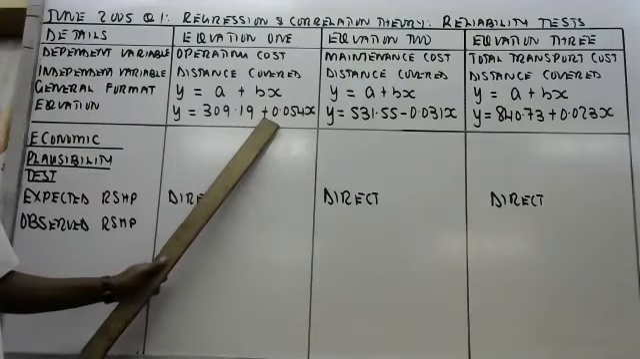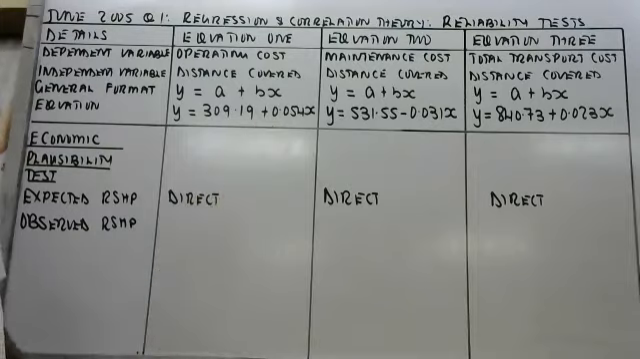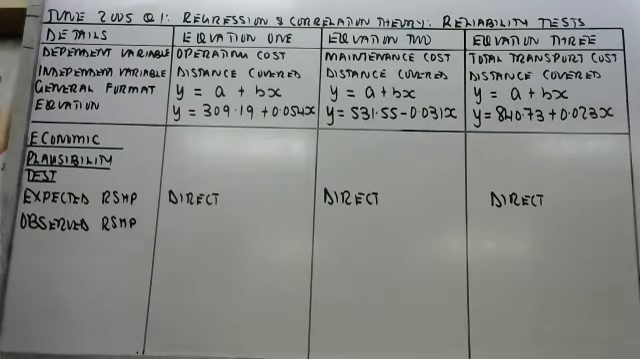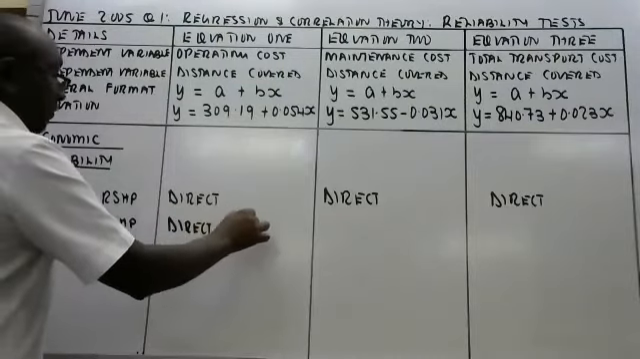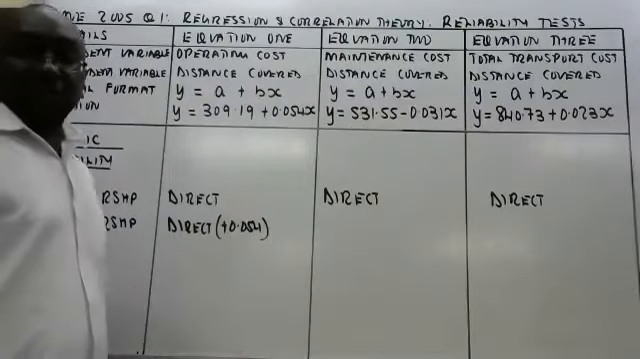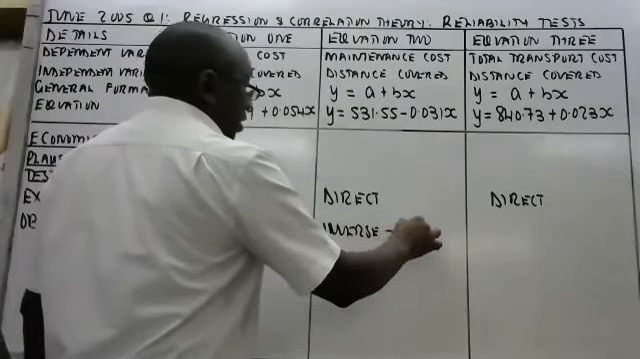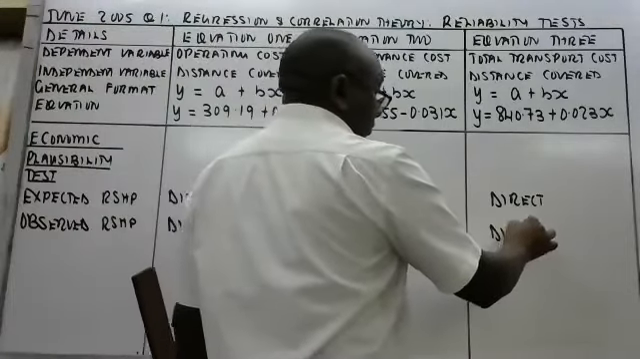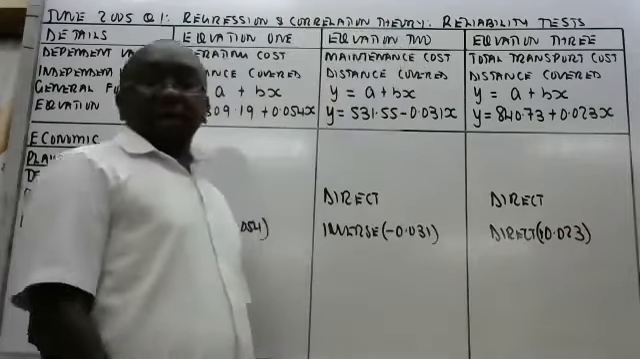So this one is which relationship? Which relationship have we seen here now? This one. We have seen direct. That is positive 0.054. And this one, what have we seen? It is inverse. That is minus 0.31. And this one, we have seen direct. That is 0.023 positive. That is what we have observed.